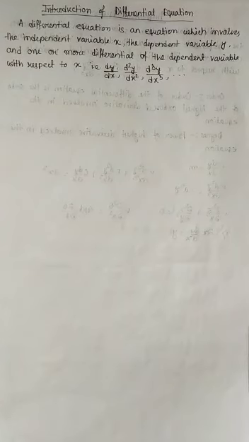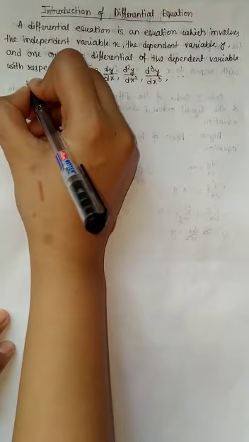So what is a differential equation? A differential equation is an equation which involves the independent variable x, the dependent variable y, and one or more differentials of the dependent variable with respect to x, that is dy/dx, d2y/dx2, d3y/dx3, and so on. Let us consider some examples.